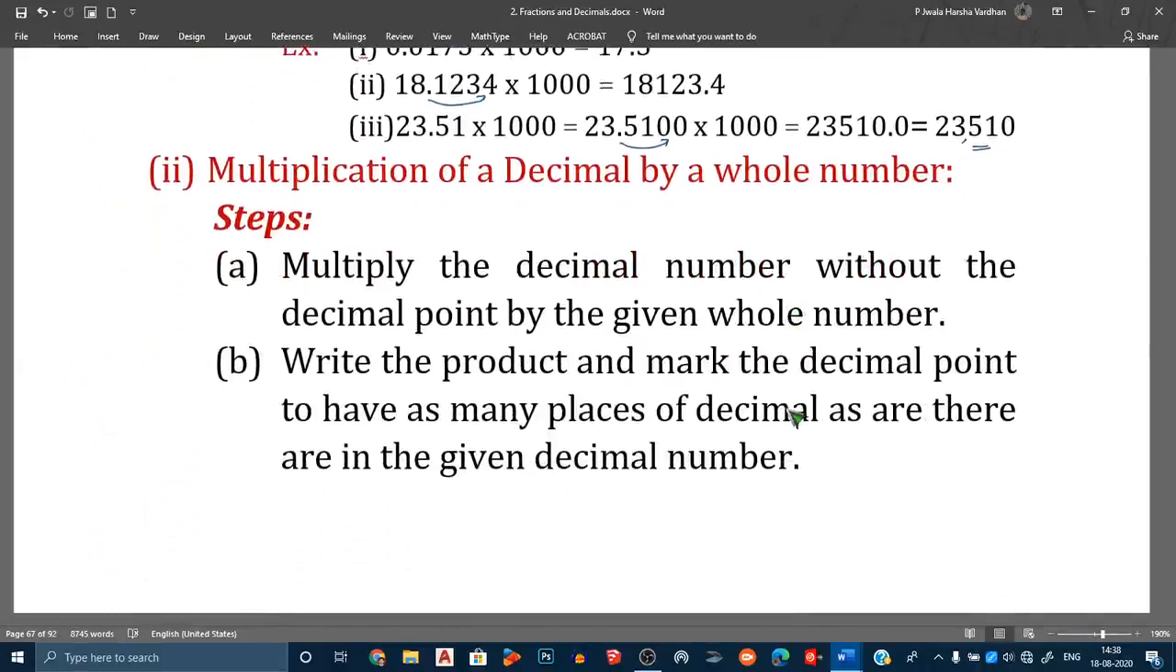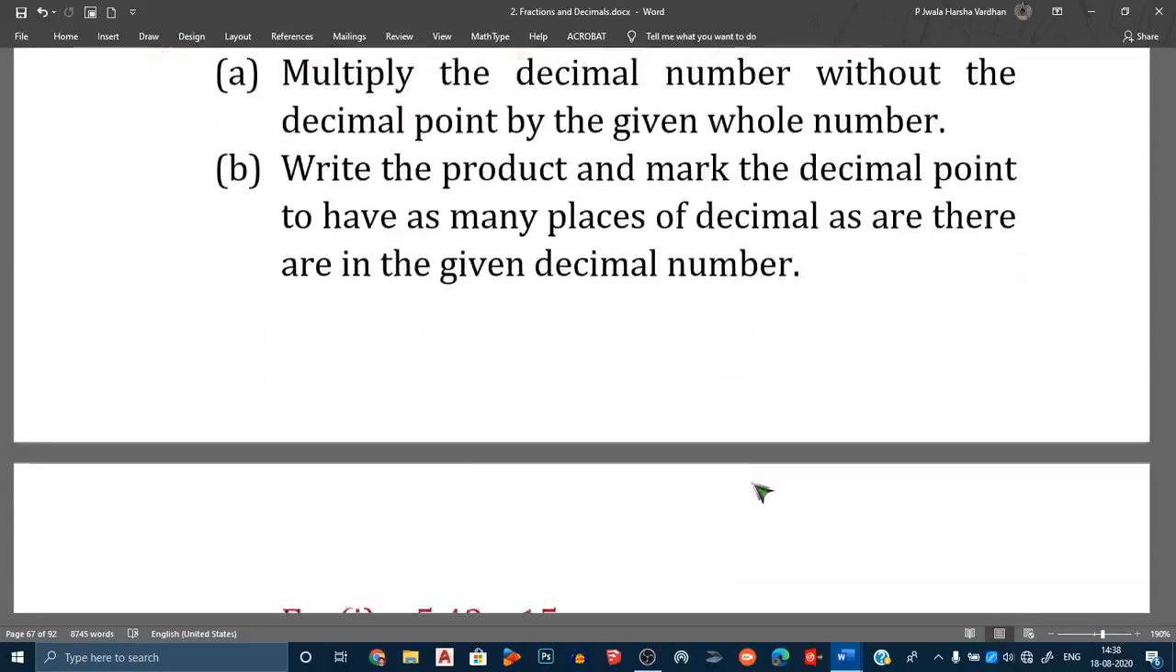Next one, multiplication of a decimal by a whole number. To multiply the decimal number, without the decimal point, by the given whole number, means first you have to remove the decimal point. Next, write the product and mark the decimal point to have as many places of decimals as there are in the given decimal number. So let me explain what this is.